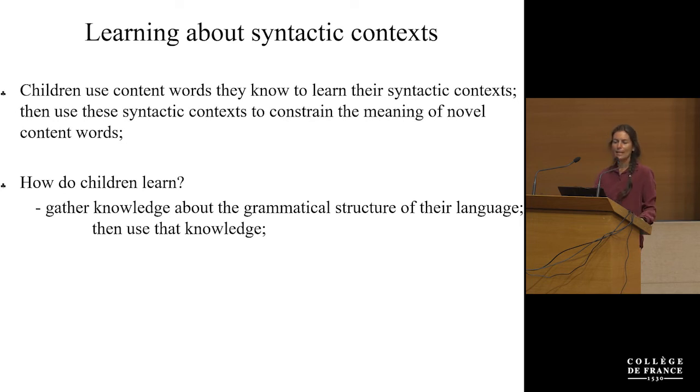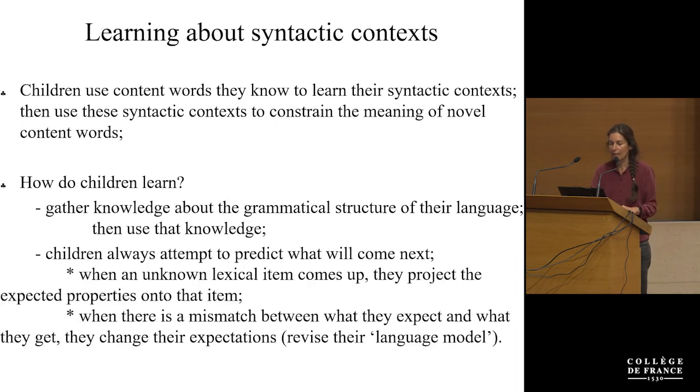5 minutes, okay. So there's basically two ways to go about it, the way I think. So one is that they could gather knowledge about the grammatical structure of their language for a period of time and then start using that knowledge. Another way to go about this is that perhaps children, just like the learning neural networks, right, always attempt to predict what will come next. And when they get an unknown lexical item, one that they cannot identify, then they project the expected properties to that unknown item. So this is what we saw before, right?